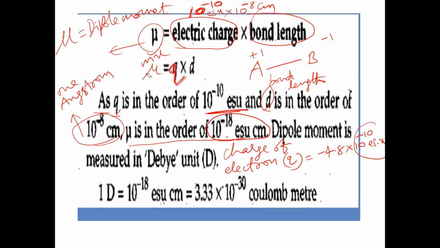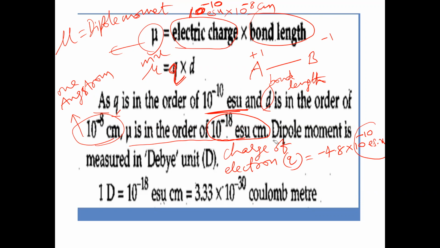Is that clear? So mu is equal to charge into distance. The charge is taken in ESU and distance is taken in centimeters. Centimeter is the CGS unit of bond length, and ESU is the CGS unit of electric charge.